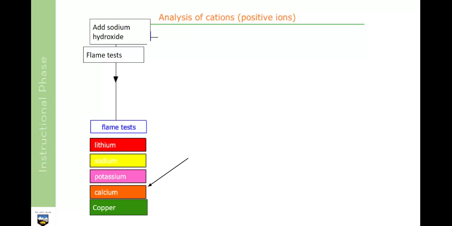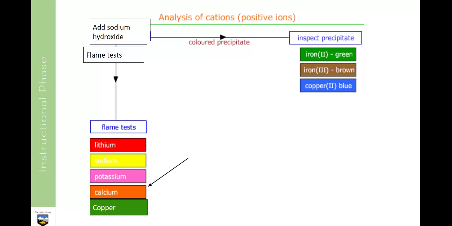Now we can also do a test by adding sodium hydroxide. So remember, we can do the test for positive ions using a precipitate reaction by adding sodium hydroxide. And the colours can show us what metal ion is present. So if we get a green precipitate, we know it's iron 2. If we get an orangey brown, we know it's iron 3. If we get a blue precipitate, we know it's copper 2. But remember, we can also get three white precipitates.